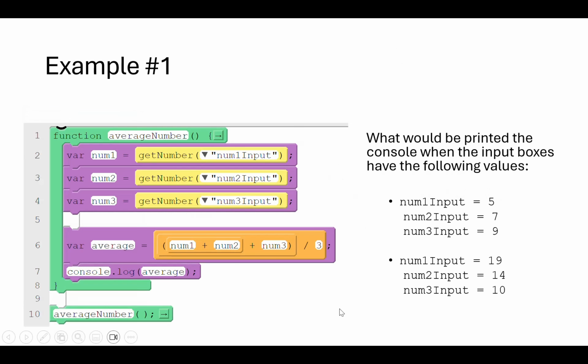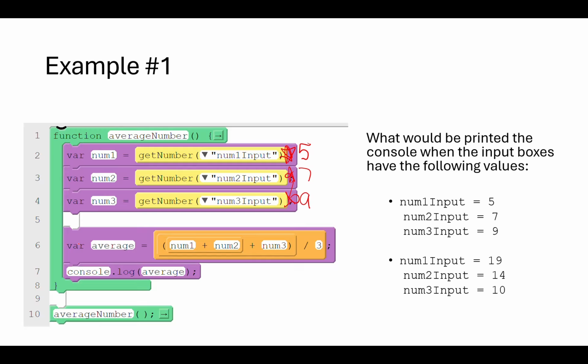Our first example here. So what would be printed to the console when the input boxes have the following values? So we are getting some numbers from a couple of input boxes right here, 1, 2, and 3. So they are giving us 3 different numbers. So the first one they're giving us is a 5, then a 7, and then a 9. So we're going to run this program.